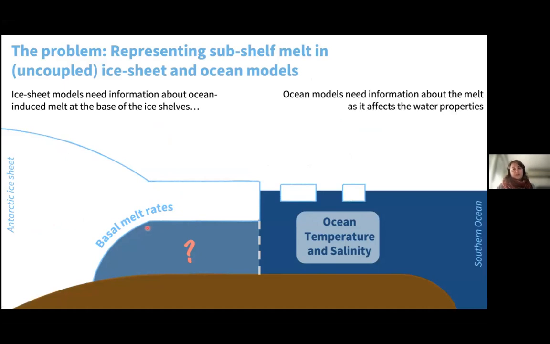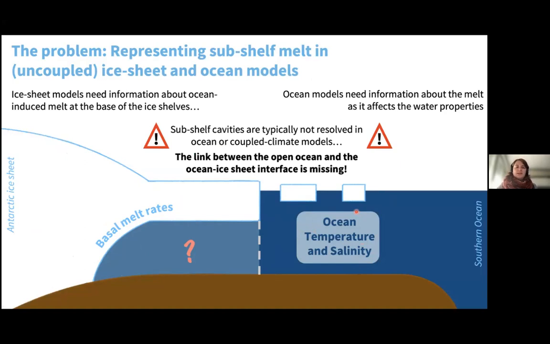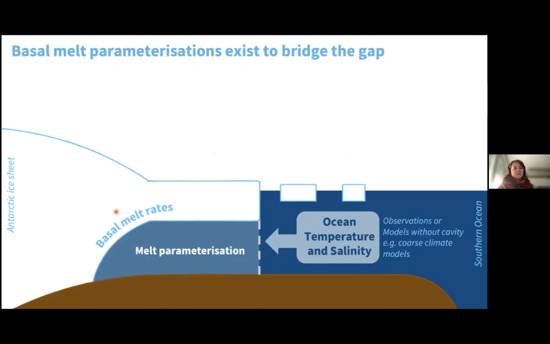Ocean models also need the information about the melt because it affects the water properties in the cavity and therefore also the water properties in front of the cavity. But we have quite a big problem at the moment: typically these subshelf cavities are not resolved in ocean-uncoupled climate models. So the link between the open ocean in front of the ice shelf and the ocean-ice sheet interface is missing. This problem is not new, and I'm not here to say I'm reinventing the wheel.